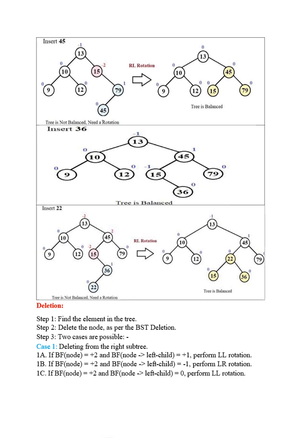Next, I am going to insert element 45. So while inserting 45, greater than 13, greater than 15, less than 79. So see here minus 2. So it is RL rotation. So just take this 45 as root node and 15 as left node and 79 as right node.